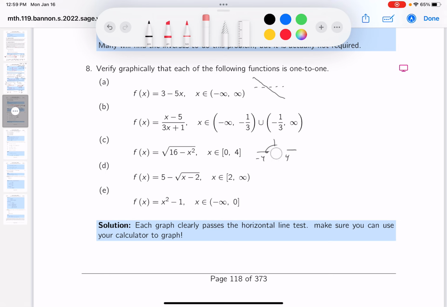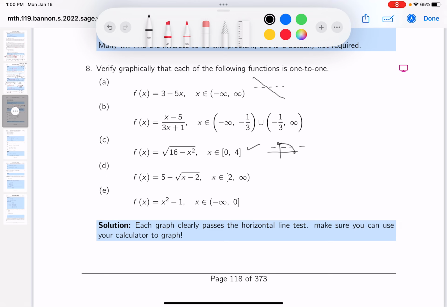So I'm going to get my eraser out. What does it look like? It looks like a quarter circle, like this over here. It certainly passes the horizontal line test, so I'm going to say this is one-to-one. I'm just doing it visually. Looking at it, it's a root function.